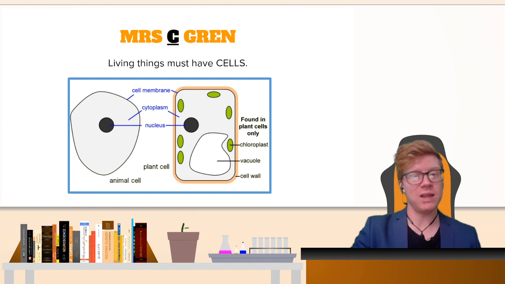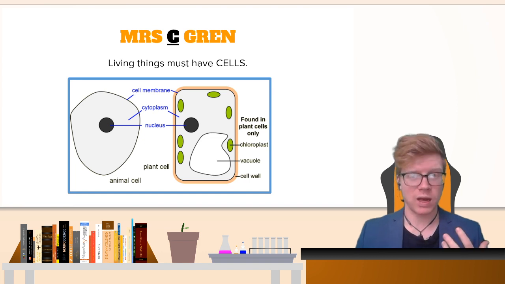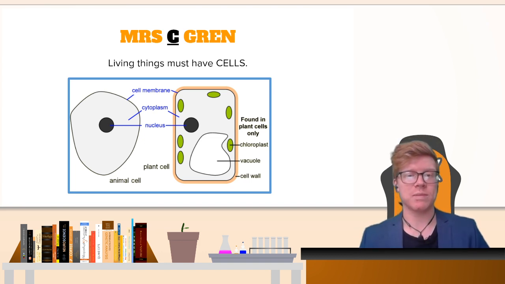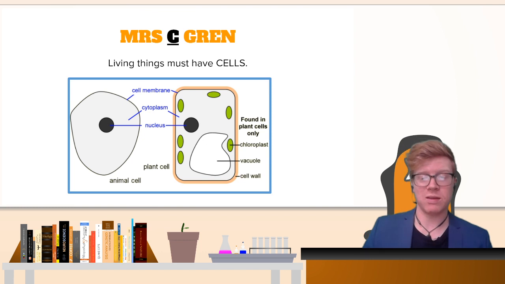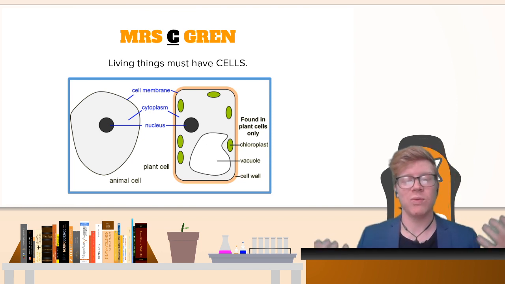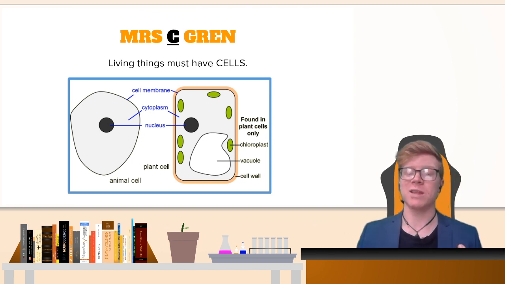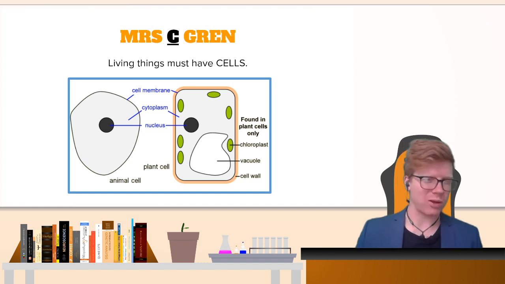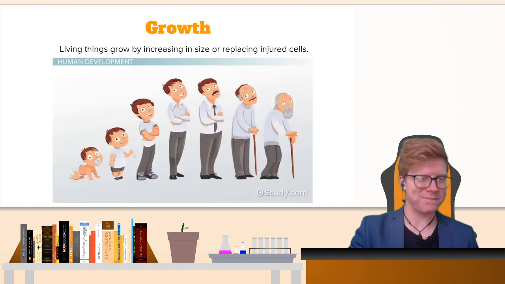So Mrs. C, the C in Mrs. C. Green, cells. All living things have cells as far as we characterize them. There's a little bit of a diagram, and we'll be talking this year about differences between different kinds of cells. In particular, you can see there we've got an animal and a plant cell where they've got some things that are similar and some things that are different. This will be the focus of some of the content we've got coming up.